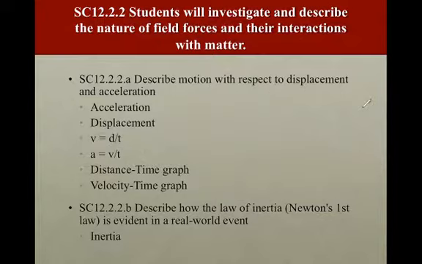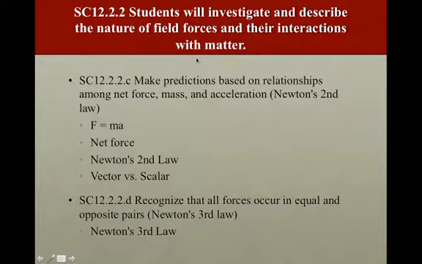Okay, Newton's first law, sometimes called the law of inertia because it's the resistance an object has to a change in motion. So like a bowling ball and a ping pong ball, which one would have more inertia? The bowling ball. It's going to resist the change more than the ping pong ball. Okay, make predictions based on relationships among net force, mass, and acceleration. Newton's second law, F equals ma. So force is directly related to acceleration. Acceleration is indirectly related to mass.